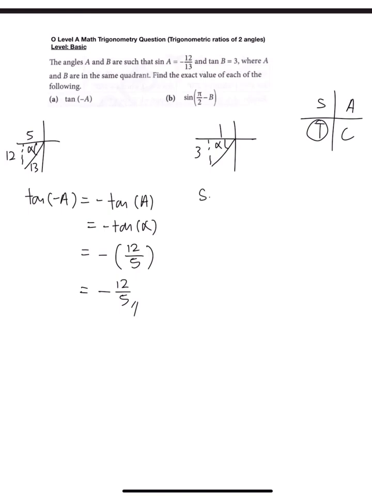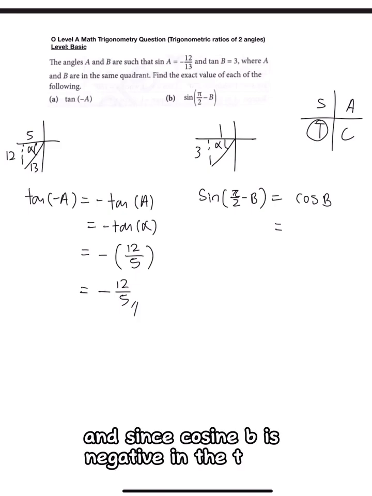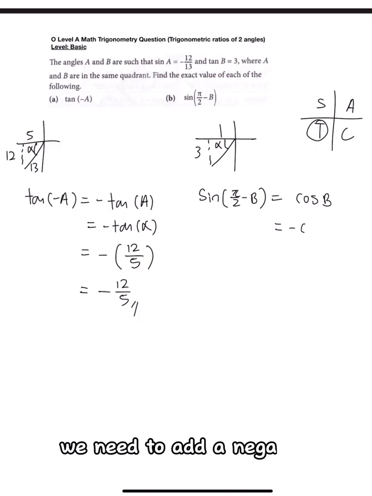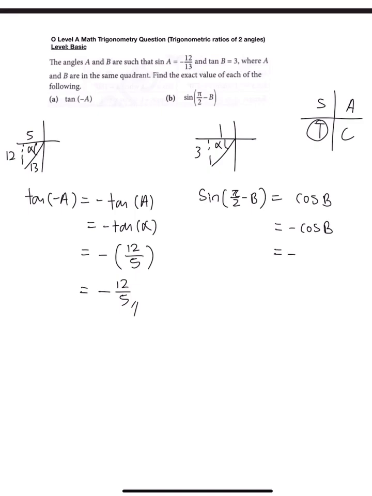So sine of pi over 2 minus B. Using trigonometric identity again, we can rewrite it as cosine B. And since cosine B is negative in the third quadrant, we need to add the negative sign. And negative cosine B equals negative cosine alpha.